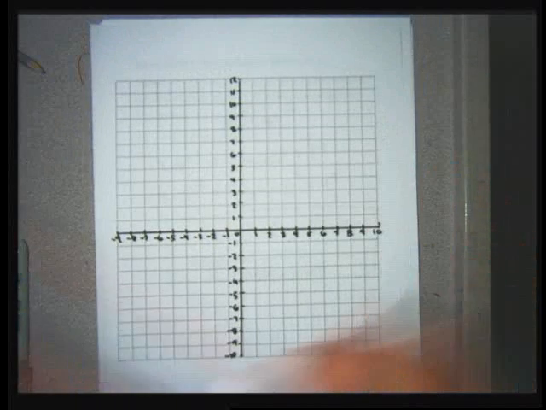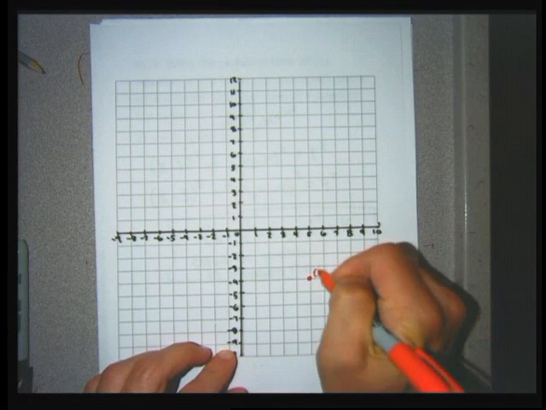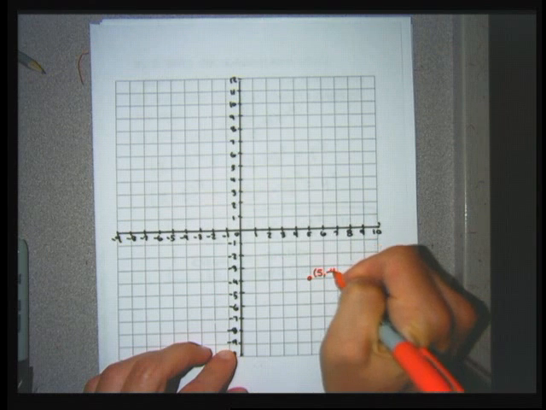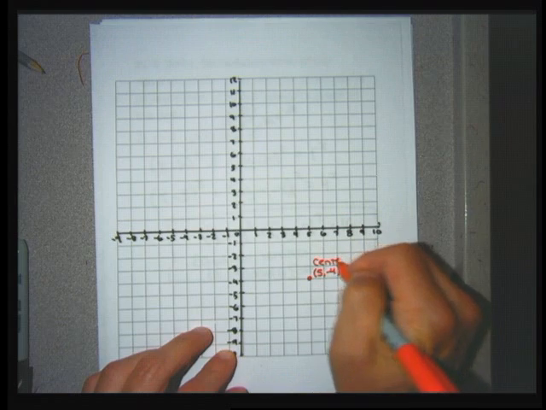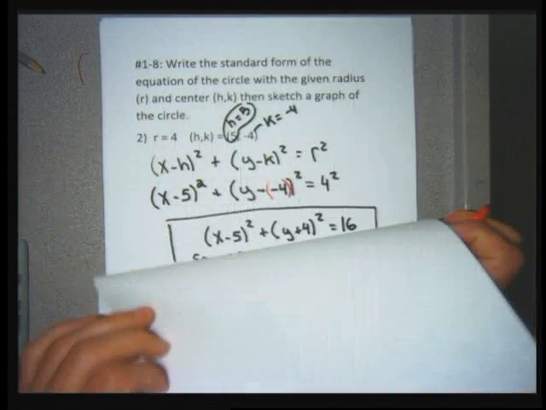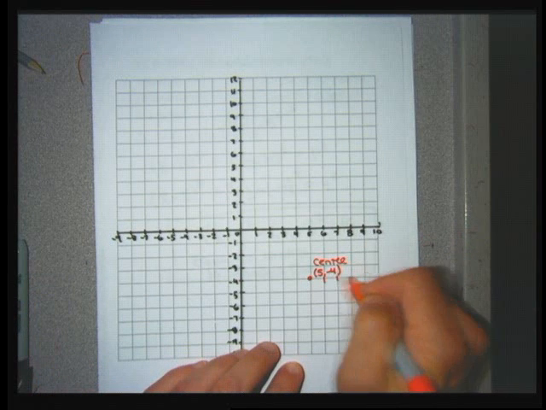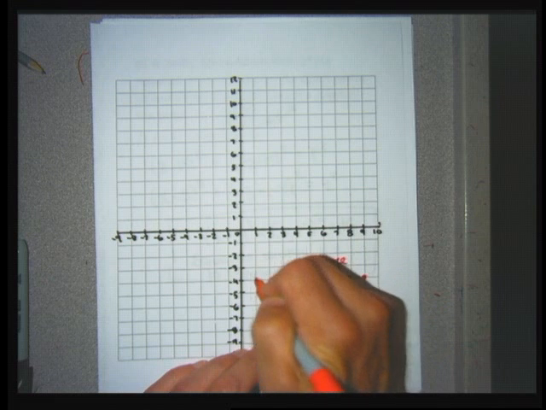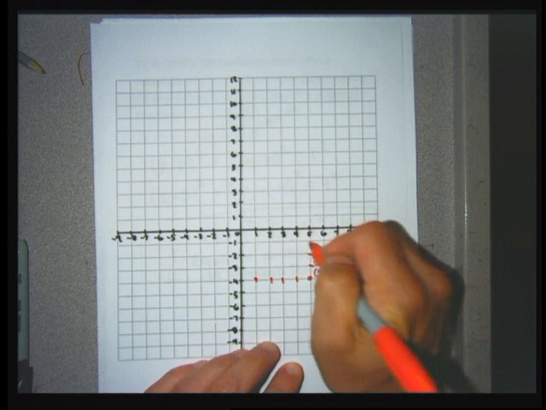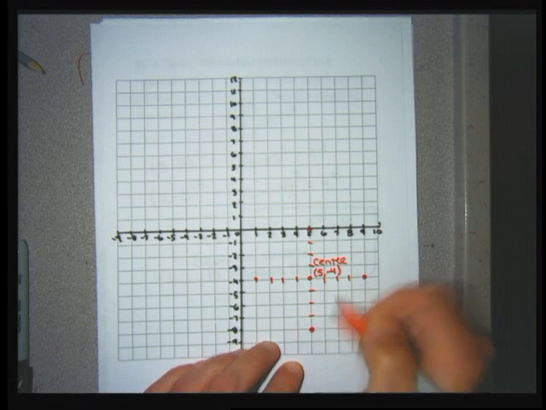Now I'm going to plot the center, which is the point 5, negative 4. So there's my center. Because I was told that the center was the point 5, negative 4. Now I'm told the radius is 4. So from the center, I'm going to go 4 to the right, 4 to the left, 4 up, 4 down. I'm going to draw my circle.